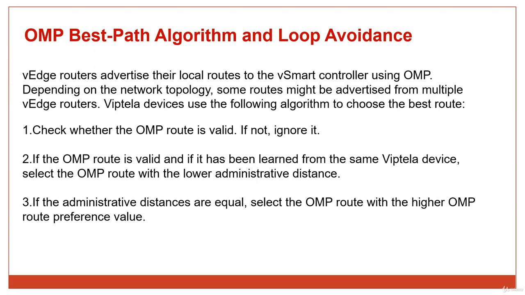Select the OMP route with the lowest ID. So we can think like this, that lower is better. For example, OSPF and EIGRP, who will win? EIGRP, because it has a lower AD value. Likewise here, the same point we can analyze. Then higher route preference: we know in case of BGP, weight and local preference, if these are high, then those routes have much more preference to win. Here also the same case.